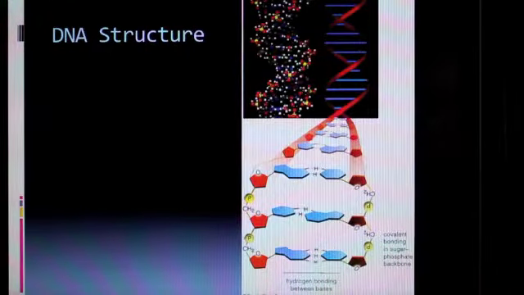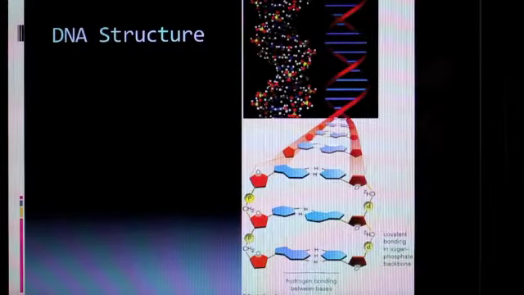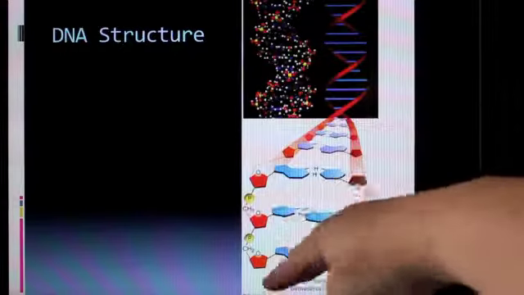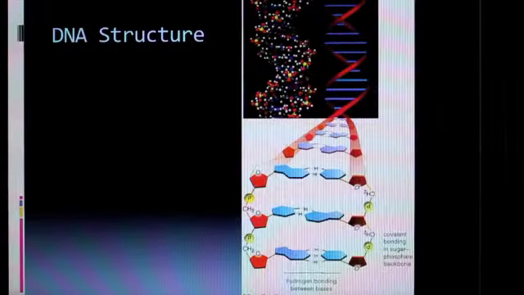And here is the structure of DNA. You can see the double helix, you can see the phosphates and sugars are on the outside, and then the bases are in the middle.